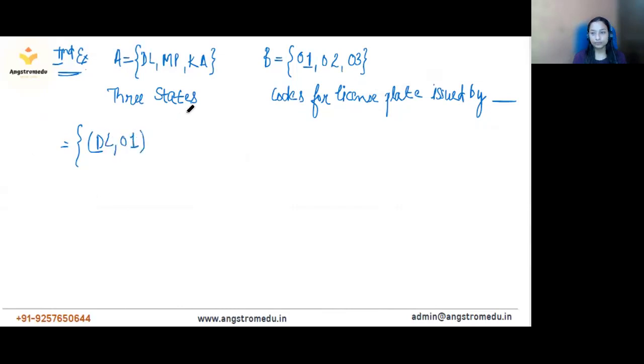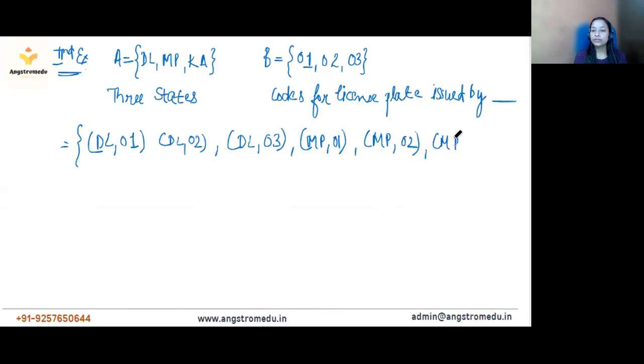Okay. Then Delhi is asking you to take, it can provide a code 02. Then it can provide a code 03. Okay. Now, MP has also said this. So MP says that it can provide a code as 01. It can provide a code as 02. It can provide a code as 03.